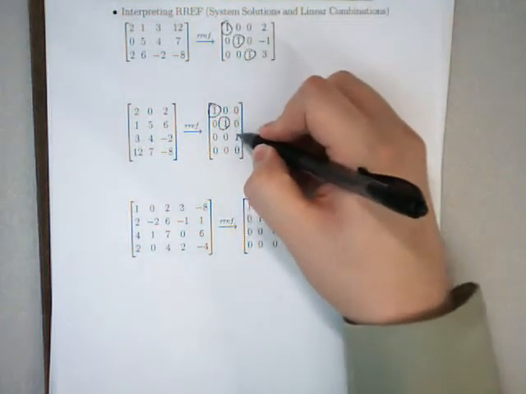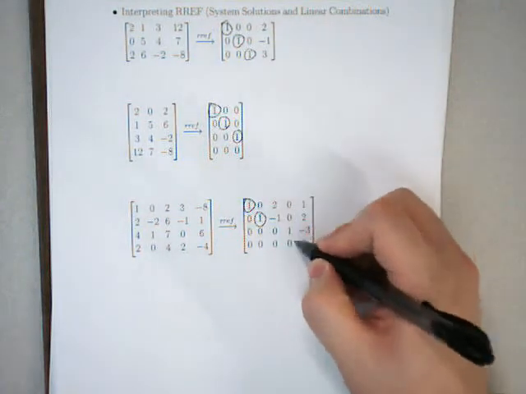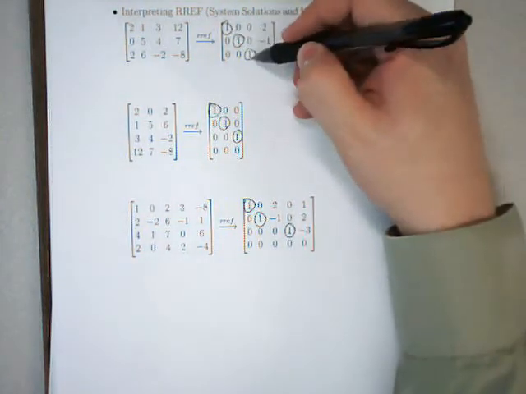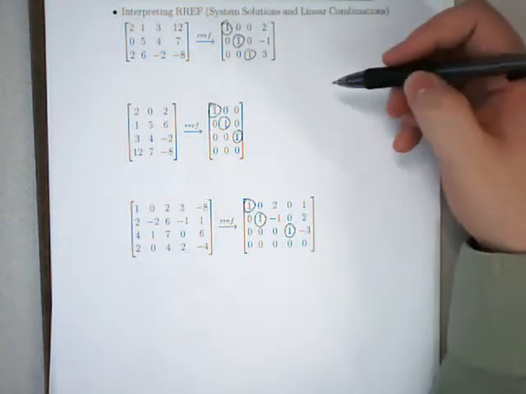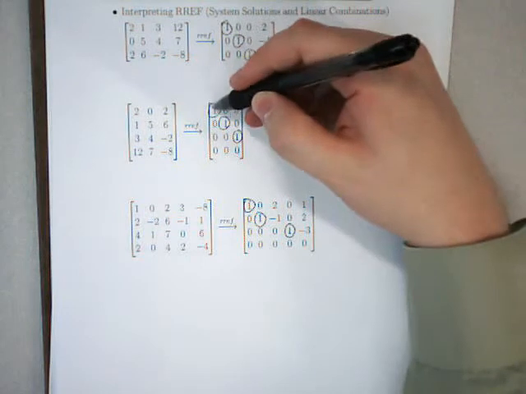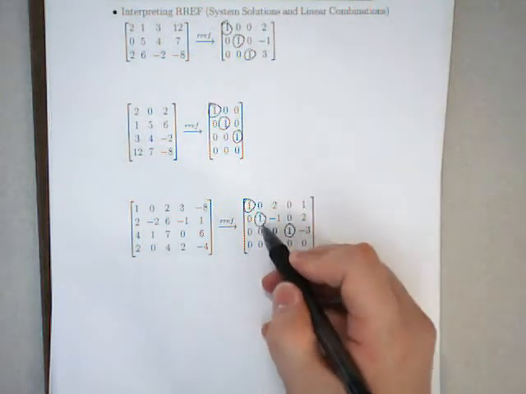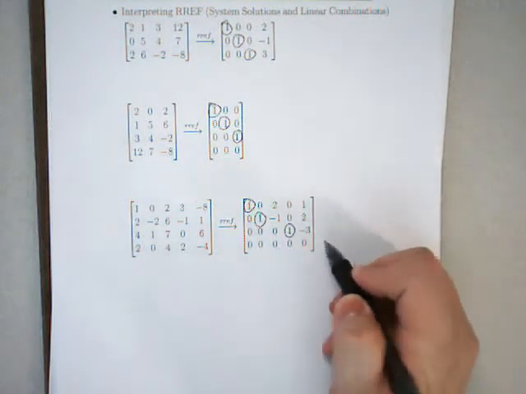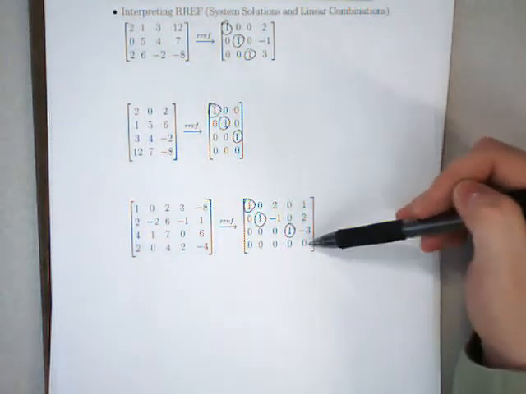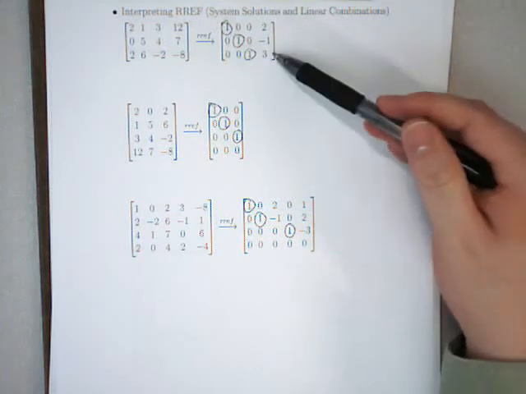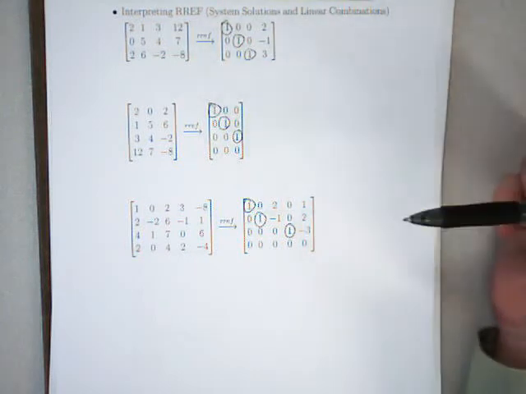I'll circle the leading ones to begin with. These leading ones need to march down to the right. In other words, a leading one in a row has to occur further to the right than a leading one in a previous row. They don't have to follow exactly a diagonal pattern. As you see down here, it skips a column. That's okay as long as the leading ones just occur to the right. Any row of zeros must always occur at the bottom of your matrix. You may not have a row of zeros, but if it occurs, it's got to be at the bottom.